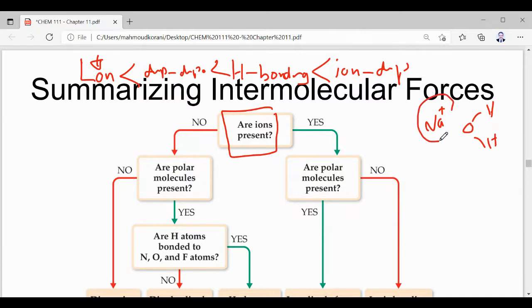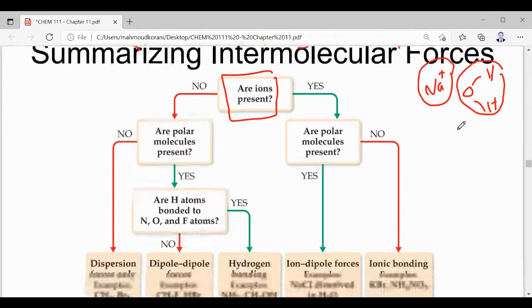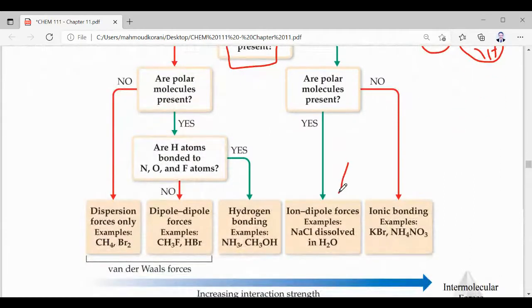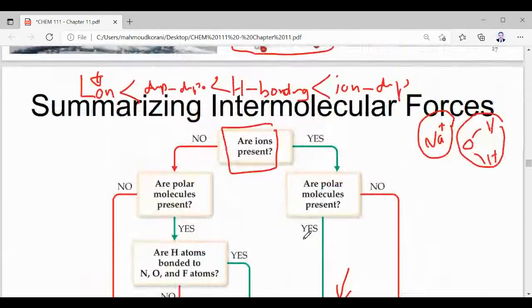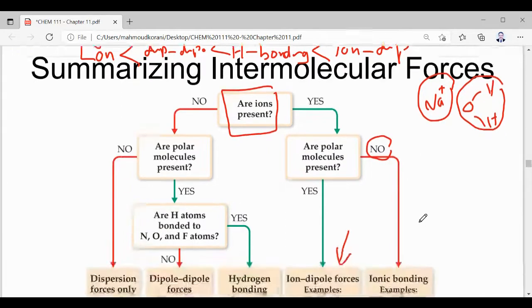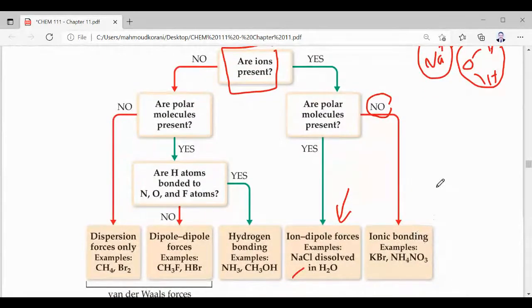Okay, if ions are present and polar compounds are present, so it's an ion-dipole interaction. So if it's yes, you have ion-dipole force or ion-dipole interaction, like NaCl and water. Okay, if you have only ions without any polar molecules, you could expect ionic bonding, like NaCl, for example, ammonium nitrate, potassium bromide, potassium fluoride. So it's ionic.